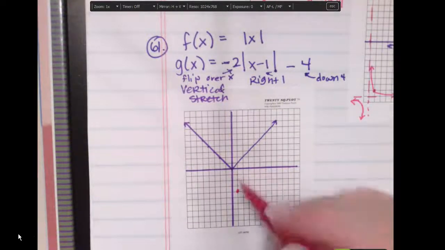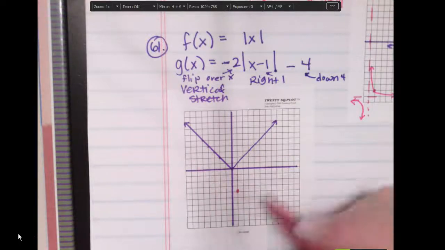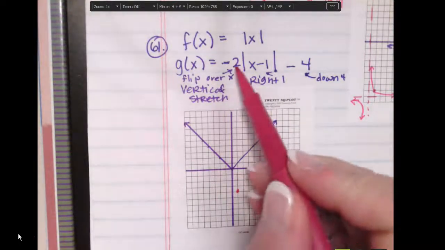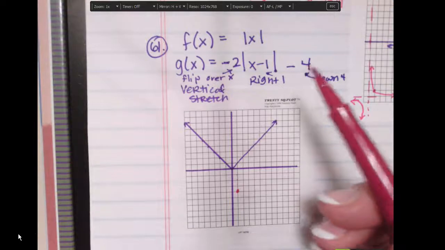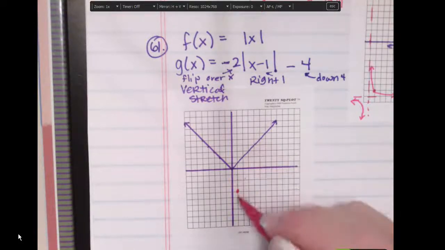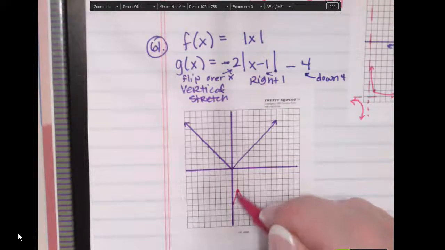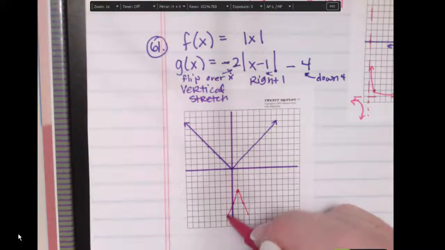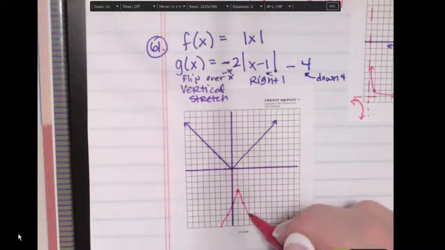And then I can't just draw the original parent function because I have this vertical stretch. So I know my graph is going to be going in the downward direction. So instead of going over 1 and down 1, I'm going to have to go over 1 and down double in the vertical direction. So instead of going over 1 and down 1 each time, I've got to go down 2.